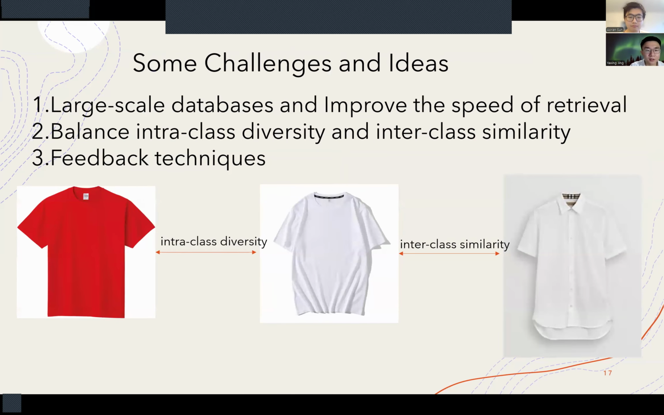And in our presentation, we offer some challenges and ideas. Nowadays, we have a lot of large-scale databases, and we need to improve the speed of the retrieval method. Also, we need to balance intra-class diversity and inter-class similarity. And then we can also add some feedback techniques into the CBIR models.